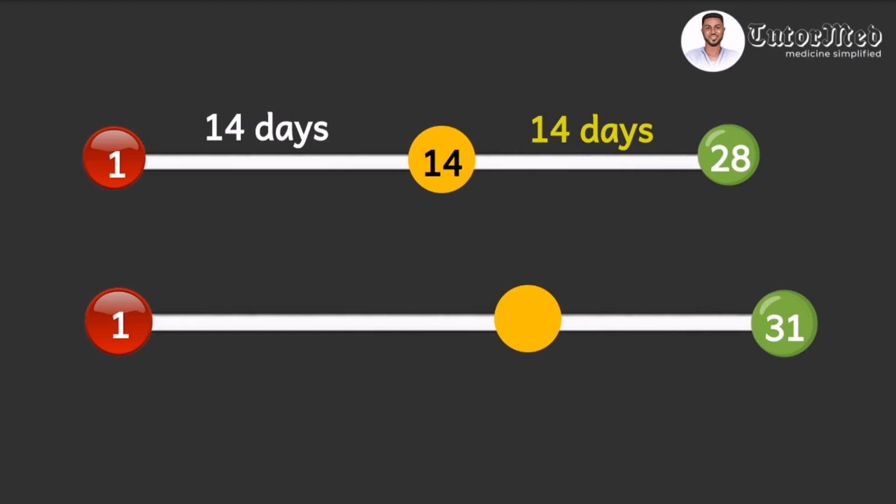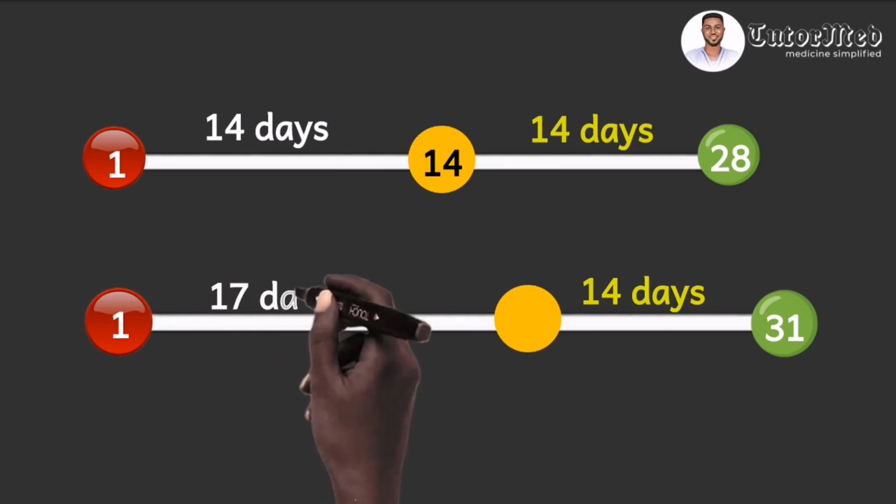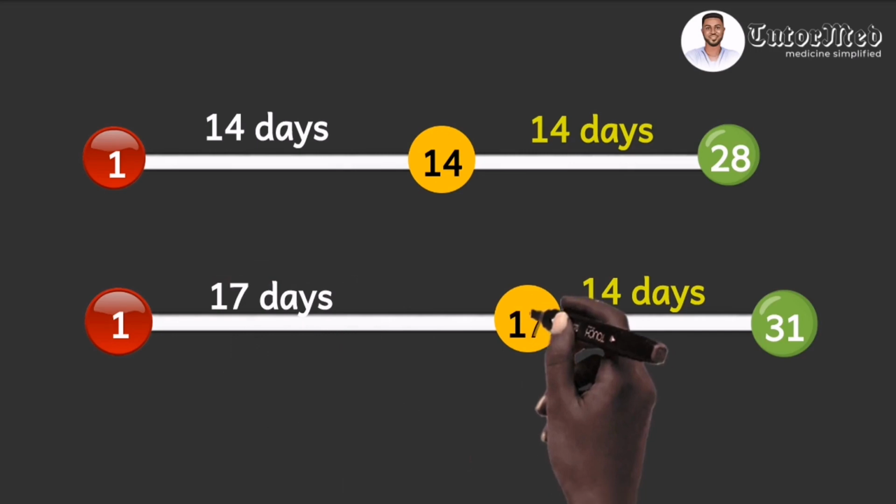The post-ovulatory period is almost always 14 days, and so if the entire length is 31 days, it means that the pre-ovulatory phase is 31 minus 14, and that would give 17 days. It means the pre-ovulatory phase lasts for 17 days, and so the ovulation will occur around day 17.